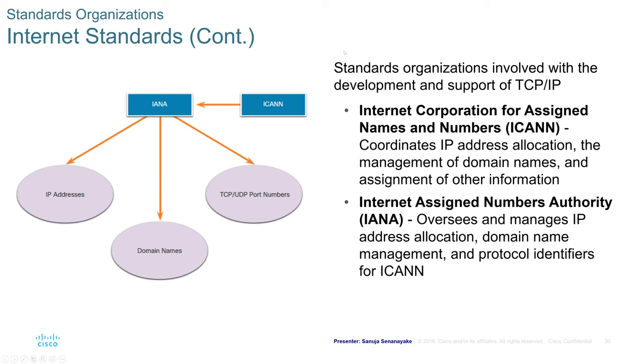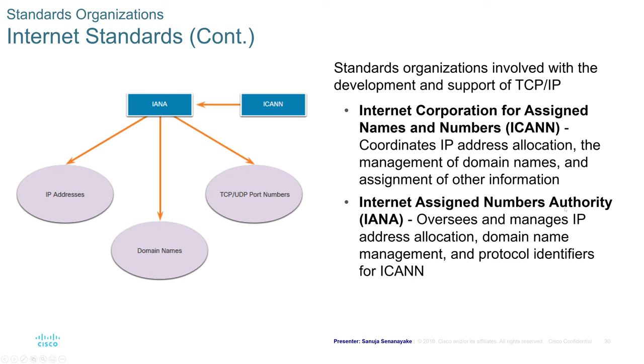Next, we're going to look at some other organizations that are involved in the development and support of TCP/IP. The Internet Corporation for Assigned Names and Numbers, ICANN, coordinates the IP address allocation, the management of domain names, and assignment of other information. For example, when you visit sanuja.com or sanuja.ca, my website, sanuja.com is registered with the Internet Corporation for Assigned Names and Numbers. They are the ones actually assigning sanuja.com to my web server, and then my web server associates its HTTPS IP address with that sanuja.com name, so that when you type sanuja.com in the browser, it pulls my website from that IP address.